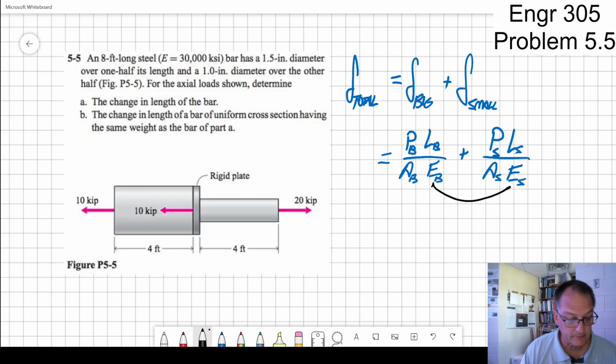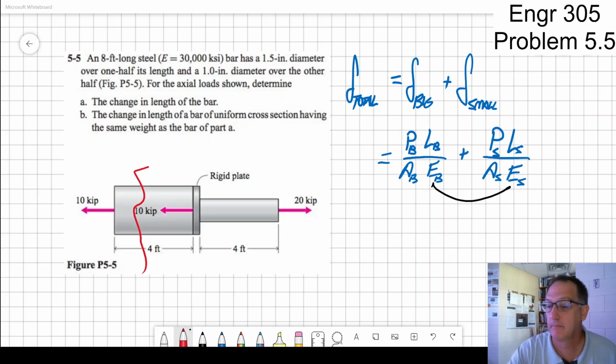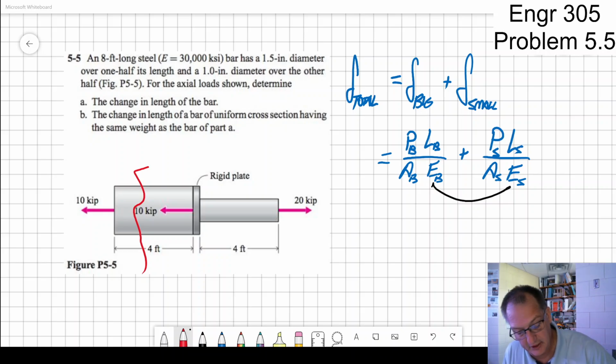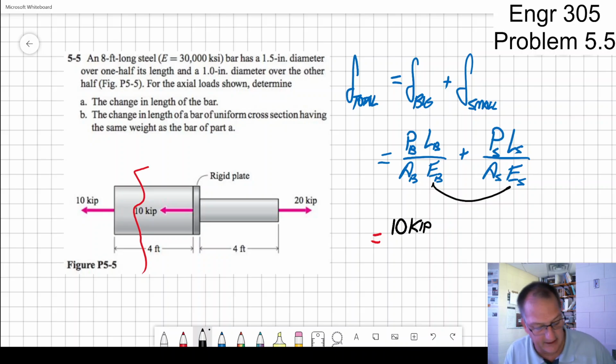All right. What is the load in the big section? Excuse me 1 sec. Sorry, there we go. What's the load in the big section? It's 10 ksi. And is it in compression or tension? It's in tension. So it equals, don't want that color, 10 kip. Did I say ksi? I think I did. The length of that bar is 48 inches.